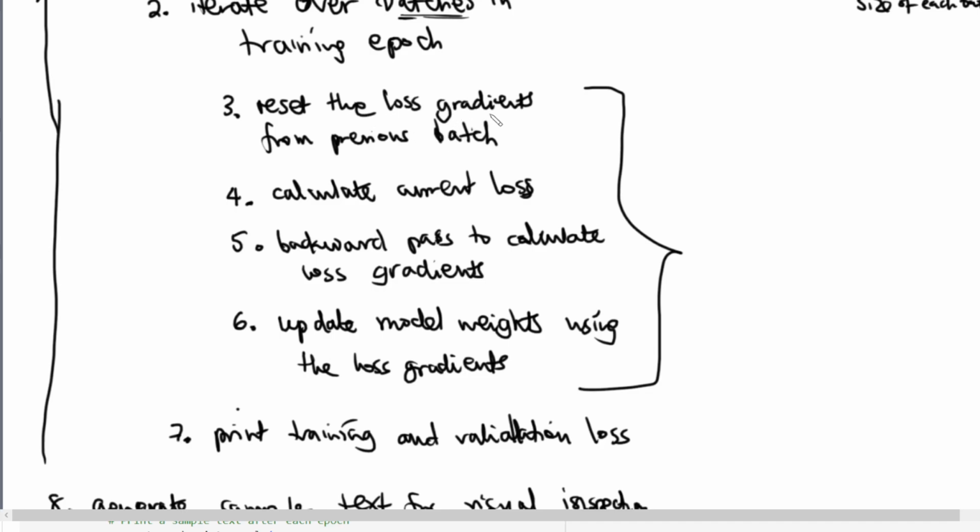You reset the loss gradients from the previous batch. Then you calculate your current loss in that particular batch. When you've calculated your loss, you then backward propagate the loss gradients, and when you've done that, you then update your weights. And you move on to another batch, move on to another batch, move on to another batch.